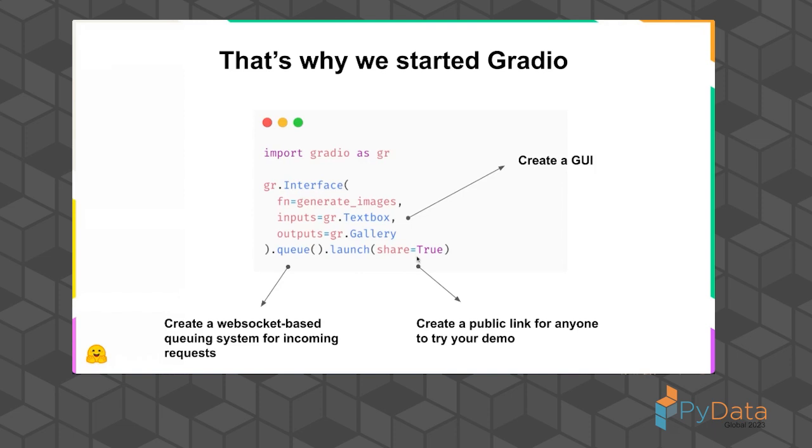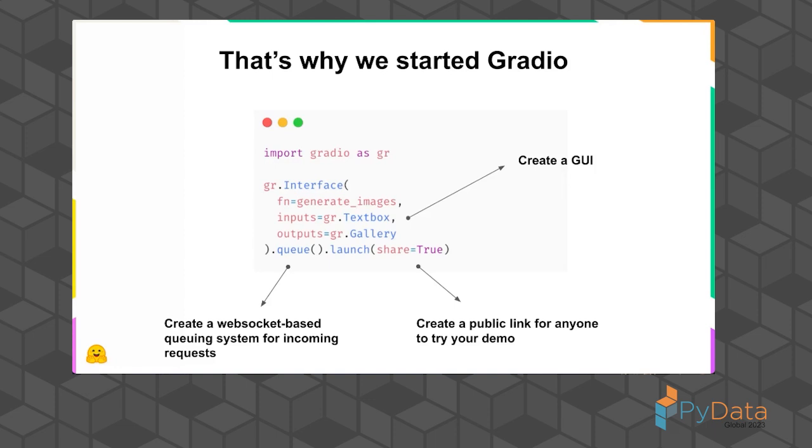So that's what share equals true does. Share equals true creates a public link for anyone to try out your demo. So no need to worry about web hosting, no need to do anything. You actually get a public link that maps directly to your computer that you can share with your collaborators, your colleagues, your family, and they can try out your machine learning model that you've built. So it's a very, very cool, very low friction way for anyone to try out your machine learning model.